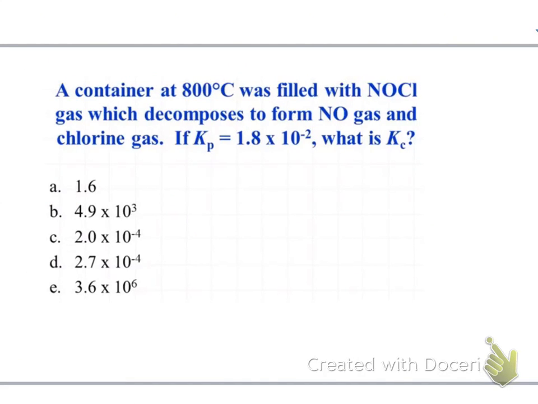Okay, a container at 800 degrees C was filled with NOCl gas, which decomposes to form NO gas and chlorine gas, the same equation. If the Kp is equal to this, what is Kc? So figure this out, and answer the question box when it comes up.